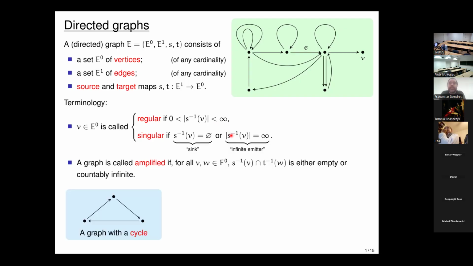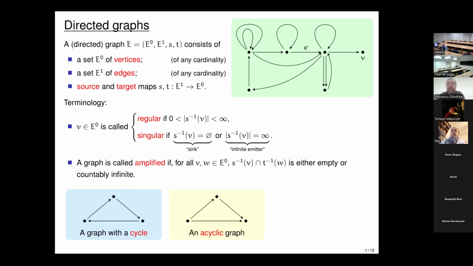So let's see some examples. In this first example, you see a graph which consists of a cycle. A cycle means that if you start from a vertex and move following the direction of the edges, you come back at the point you started from.